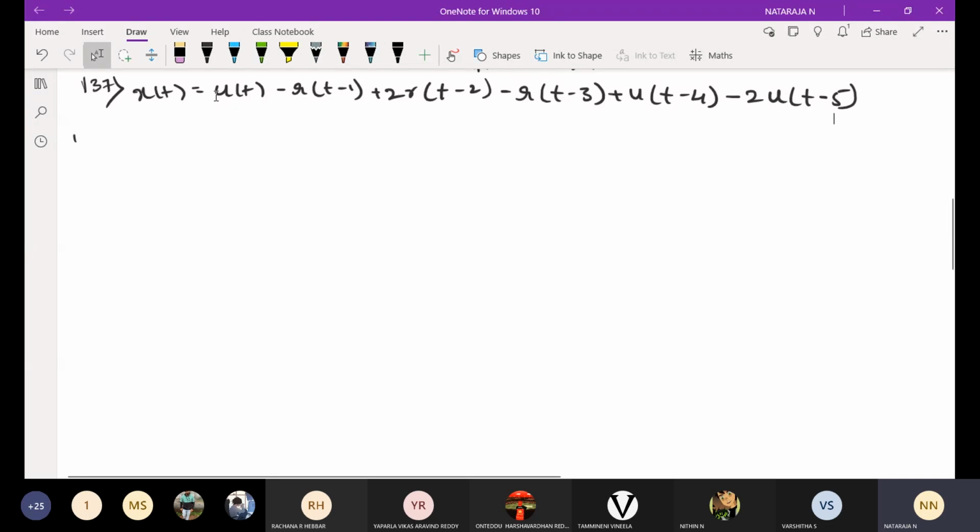As usual, how are we going to take u of t? For u of t, you just take the amplitude. When you take r of t, you take the time interval with the amplitude. Follow the same procedure and you will get the answer. For t less than 0, it will be 0. From 0 to 1, it will be 1, because you have a u of t. Then from 1 to 2, the previous output is 1, in addition with minus of t minus 1. Like that you have to take. Can you try this problem?